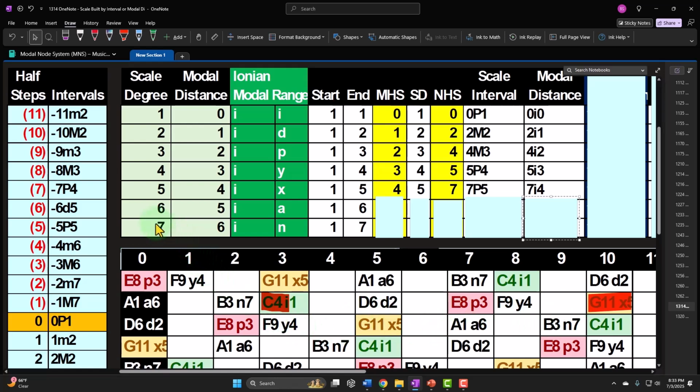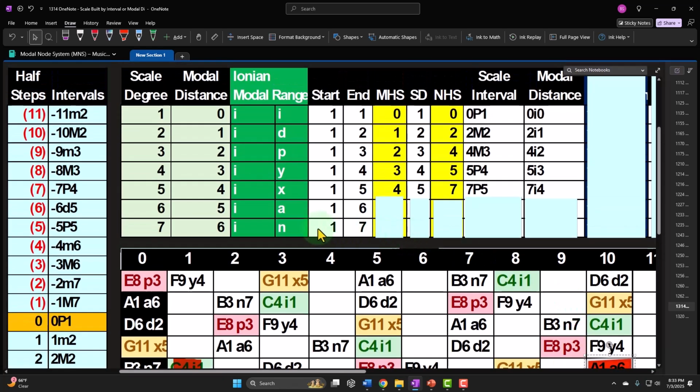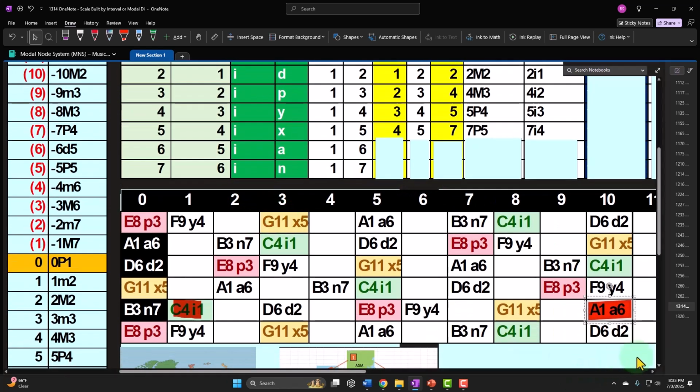What if I go 6 up? Let's go to this one down here. If I go 6 up from like this one, then that would be here. So now I'm going 5 up, or 6th scale degree, 1, 2, 3, 4, 5. So that's going to land me on the Aeolian. That would be a 1-6 modal range.